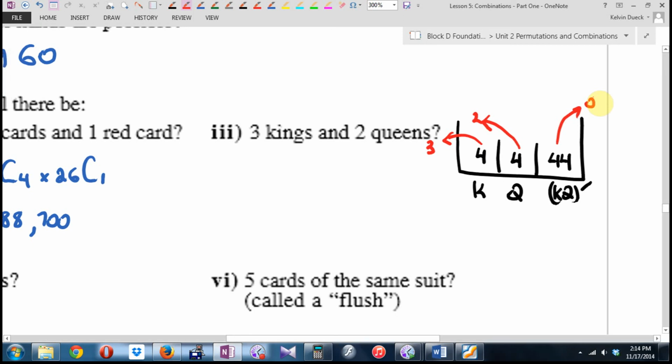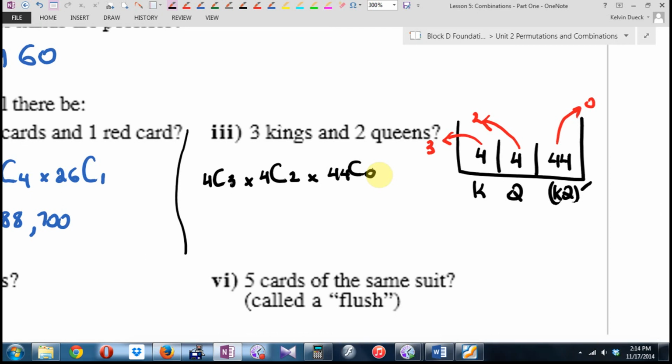What choose what? 4 choose 3, 3 kings, and 4 choose 2 queens, and 44 choose 0. By the way, what is 44 choose 0? 1, so I won't bother typing it into my calculator. But I kind of like writing it because can you see there's some nice symmetry. If you add up the first numbers, you get 52 cards. If you add up the second numbers, you're picking 5. So it gives me my error check.